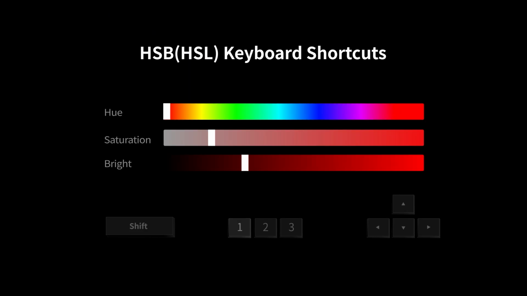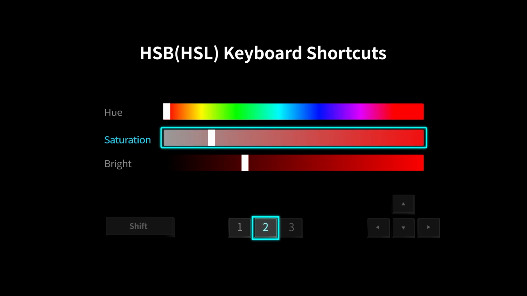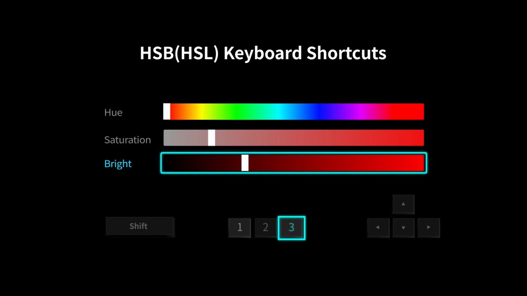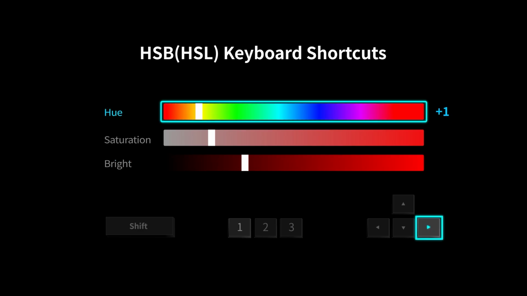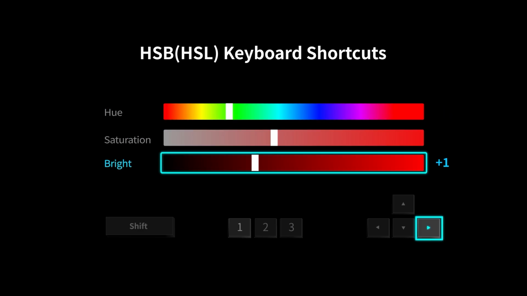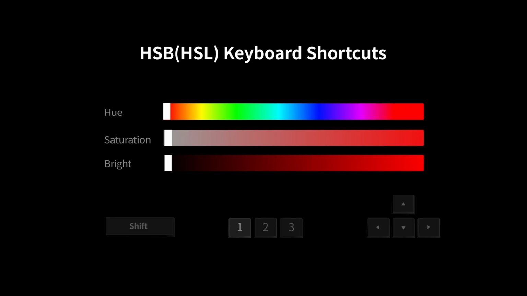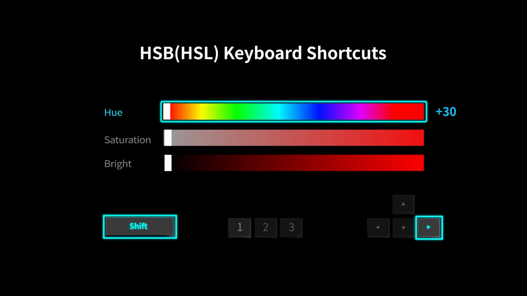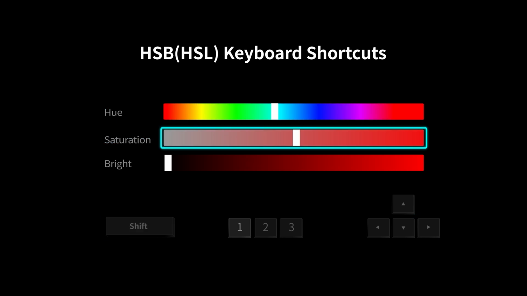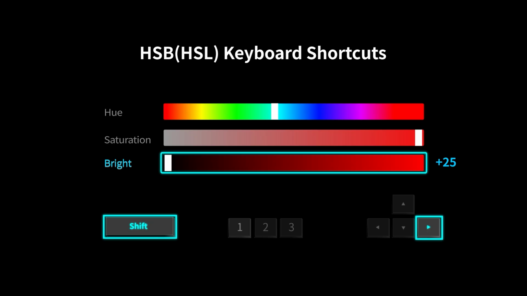5. Keyboard shortcuts. To reduce fatigue from prolonged mouse use, fastHSBcolor provides keyboard controls for color adjustment. Press 1, 2, 3 to activate hue, saturation, and brightness. Use the left-right arrow keys to fine-tune the current property by 1 unit. Hold Shift while using the arrow keys to adjust hue by 30 degrees, saturation by 25%, and brightness by 25% for larger adjustments.